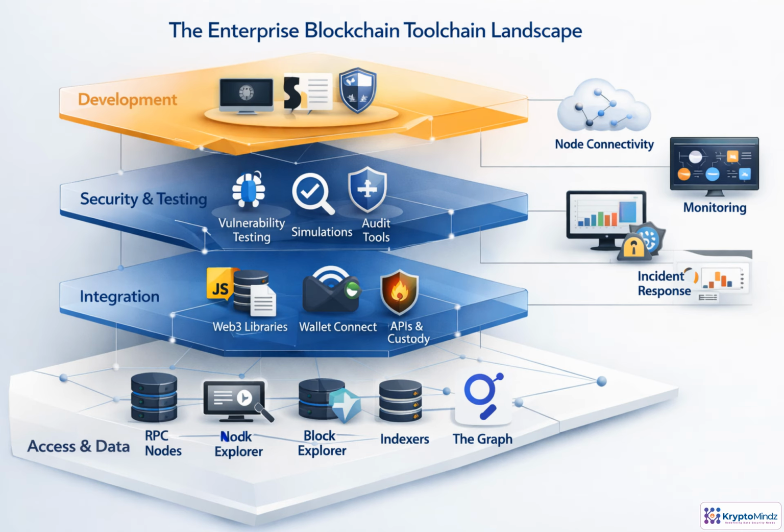Think of the enterprise blockchain toolchain as a lifecycle, not just a toolbox. Developers write contracts using frameworks and trusted libraries. Security tools test assumptions before production. Integration tools connect contracts to wallets, custody, and business applications. Underneath, access and data services provide reliable RPC, indexing, events, and explorers. Around the whole system are monitoring and incident response, because blockchain software keeps operating after deployment, and failures can be public, permanent, and expensive.